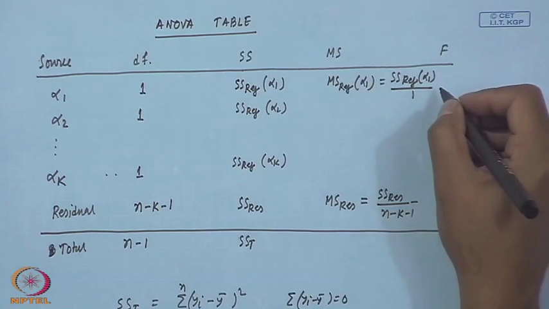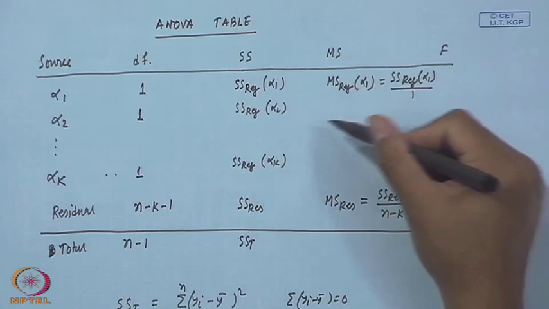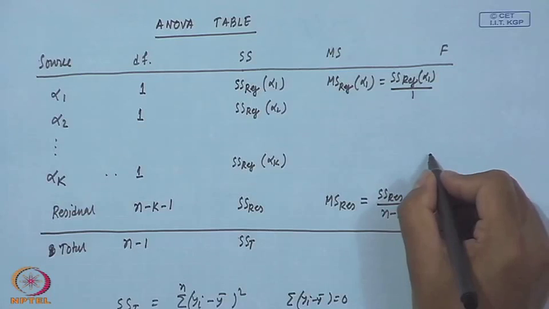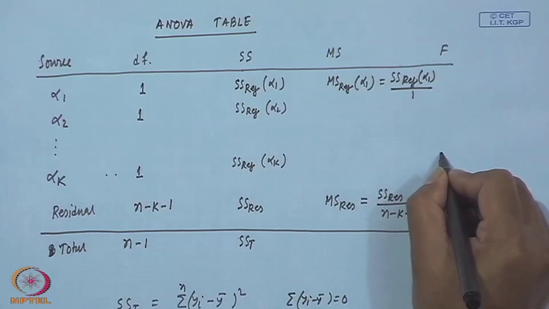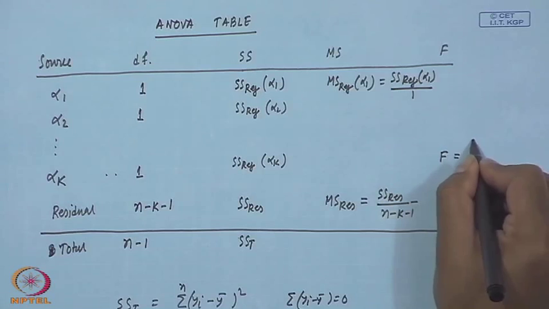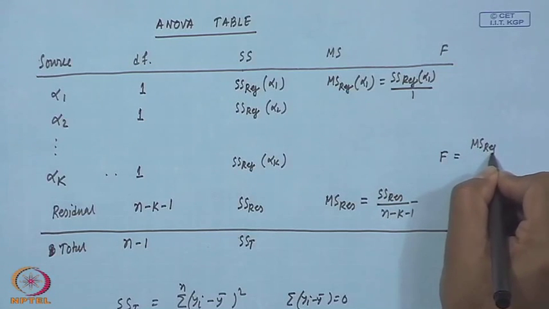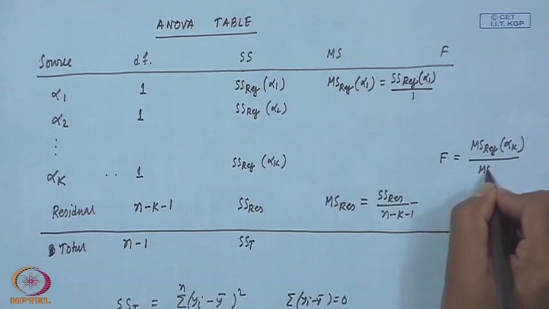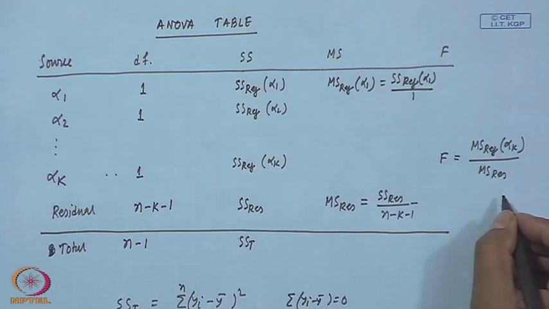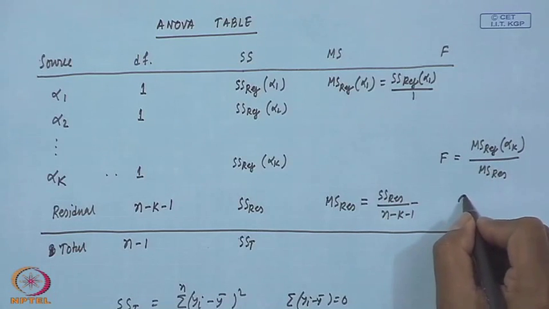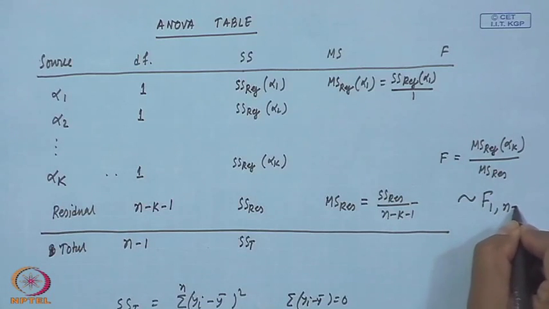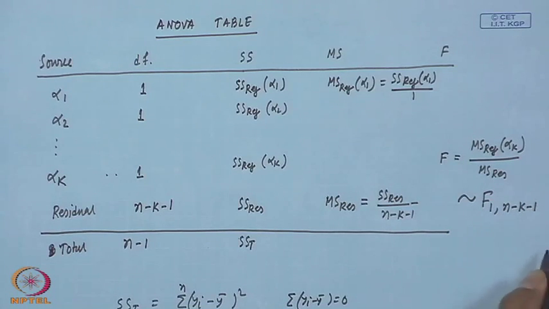And the F value, suppose you want to test the significance of, say, the highest order term alpha k. So, the test statistic for that is F equal to MS regression due to alpha k by MS residual, right. And this F follows F with 1 and n minus k minus 1 degrees of freedom. So, this is the ANOVA table for this one.